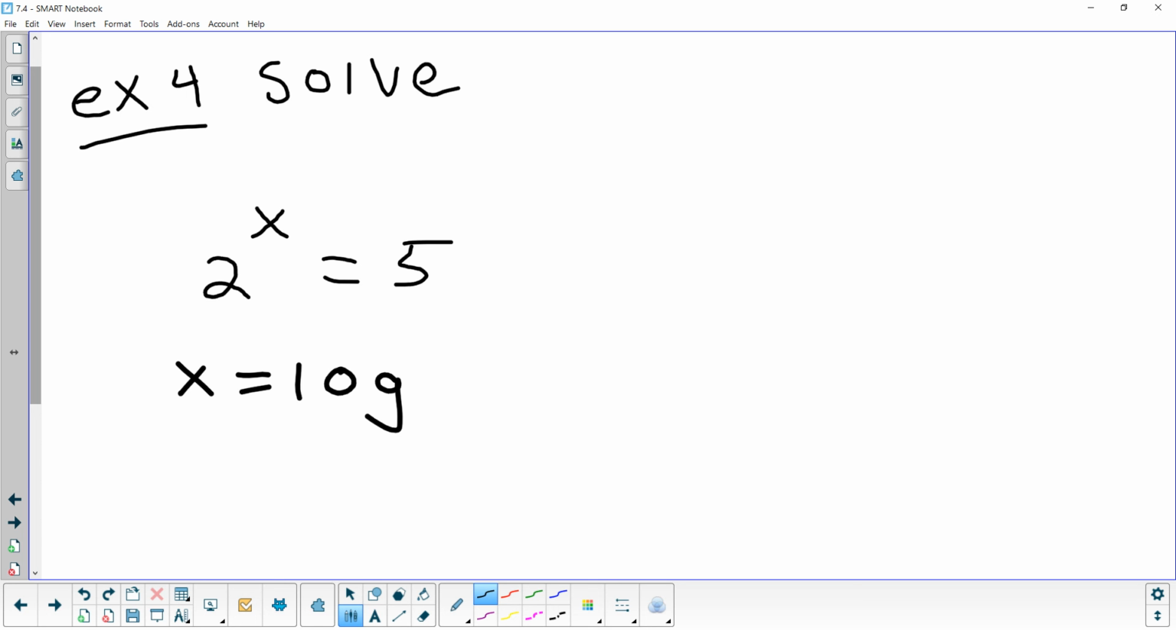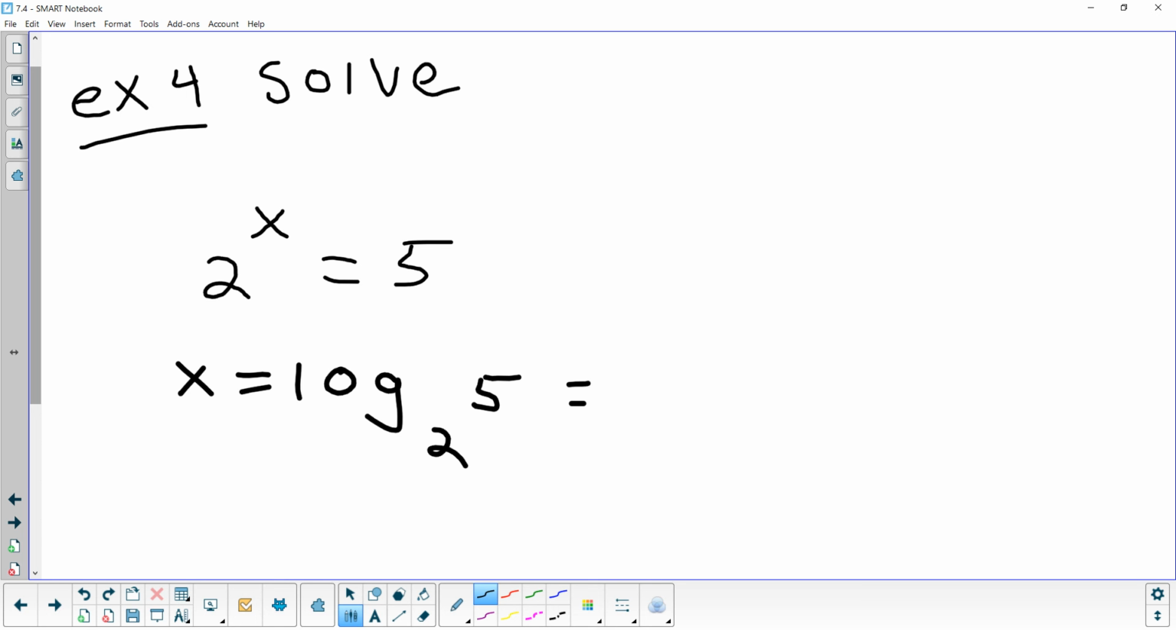Colby, what's going to be the base on my log? 5 or 2. Which one? 2. Yes. 2 is the base on the exponential. It stays as the base when we write it as a log. And Jacob, what about my argument? That's the 5. Okay, so that's the answer. Log base 2 of 5.